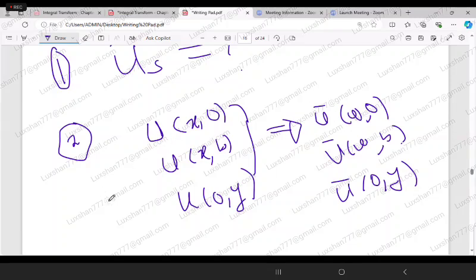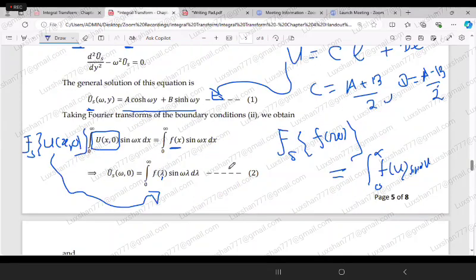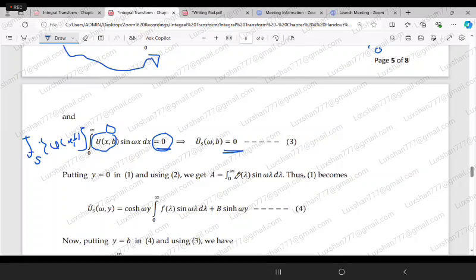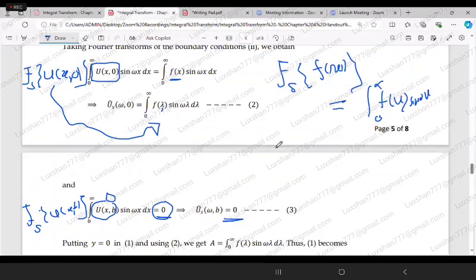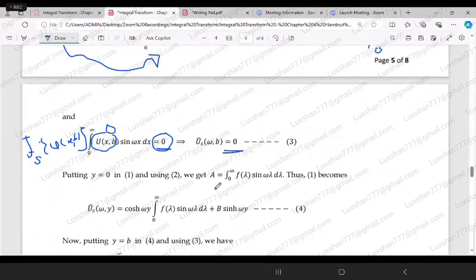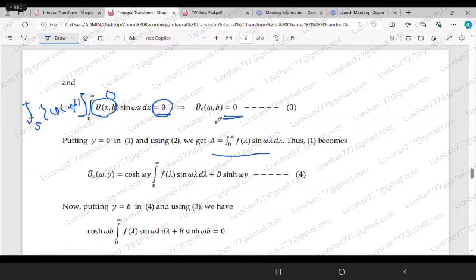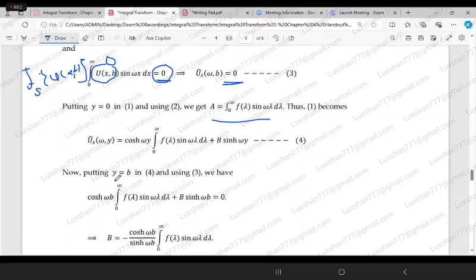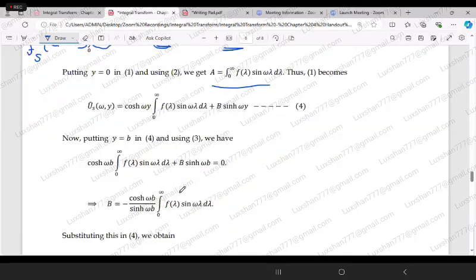To convert this, you have to take the Fourier sine transform. Here the function is 0, therefore the right hand side will be 0. Here the function is f(x), therefore the right hand side will be that one. Then we put these two in and find the values of A and B. So A becomes this one. Then we put y equal to b in this equation, and we get B equal to this one.